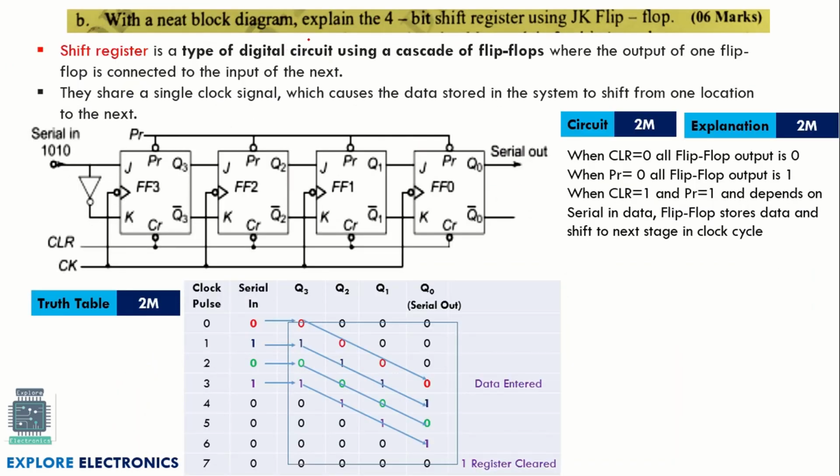Then with the block diagram, explain 4-bit shift register using JK flip-flop. This is the circuit diagram or the block diagram you are supposed to write, and you need to write the truth table also, how the data is going to be shifted from one flip-flop, or one bistable, to the other bistable, and you need to show the shifting by taking an example. Here I have taken an example as 1 0 1 0. So you can take any example and show how actually the shifting will be, and you need to explain what happens in the shift register in brief.